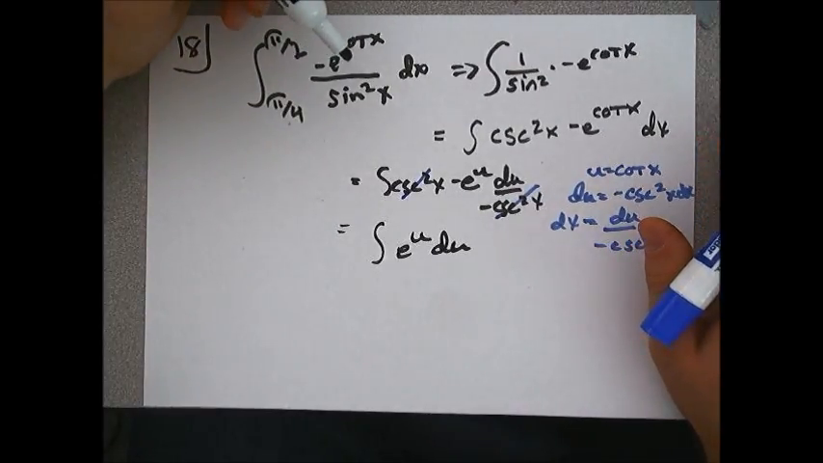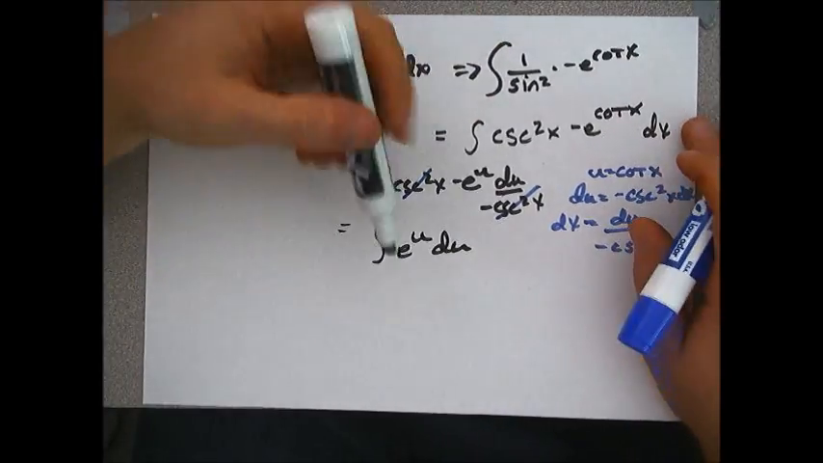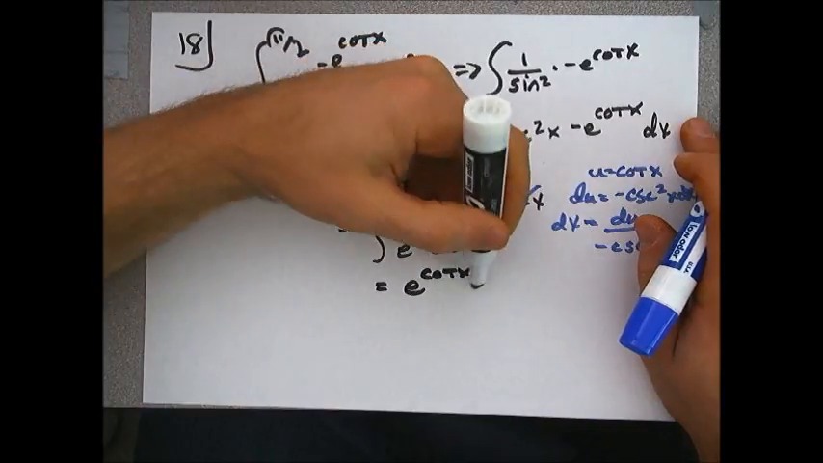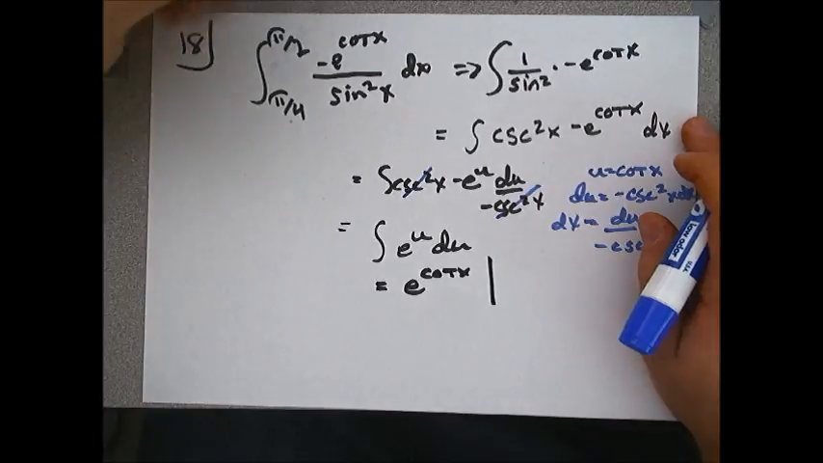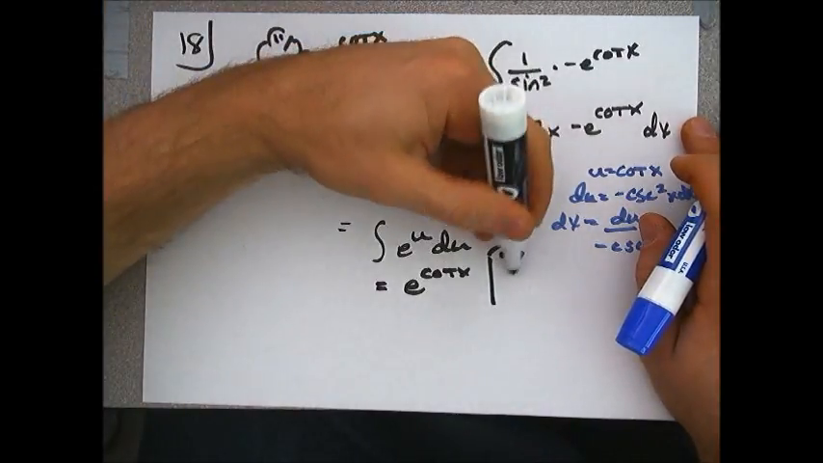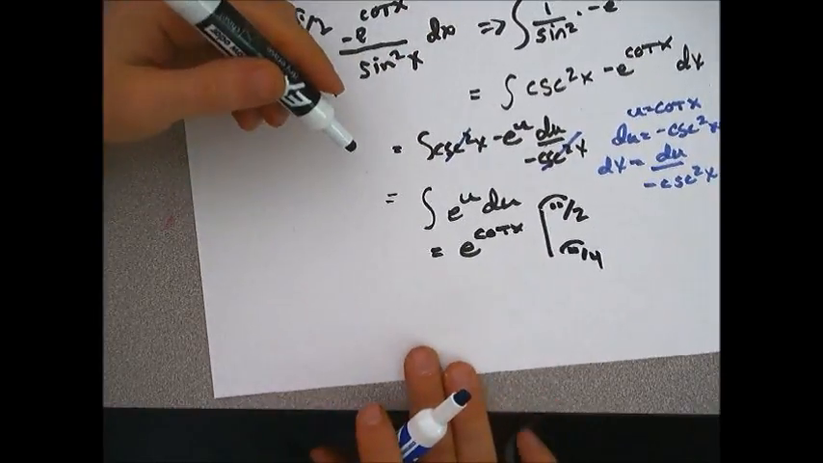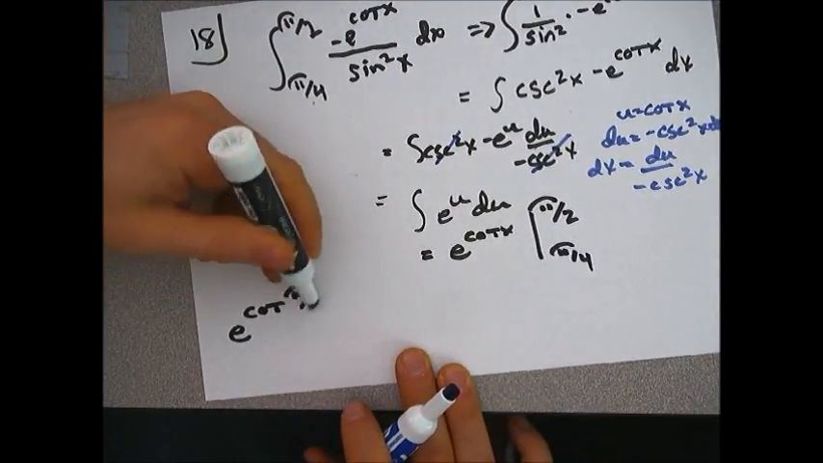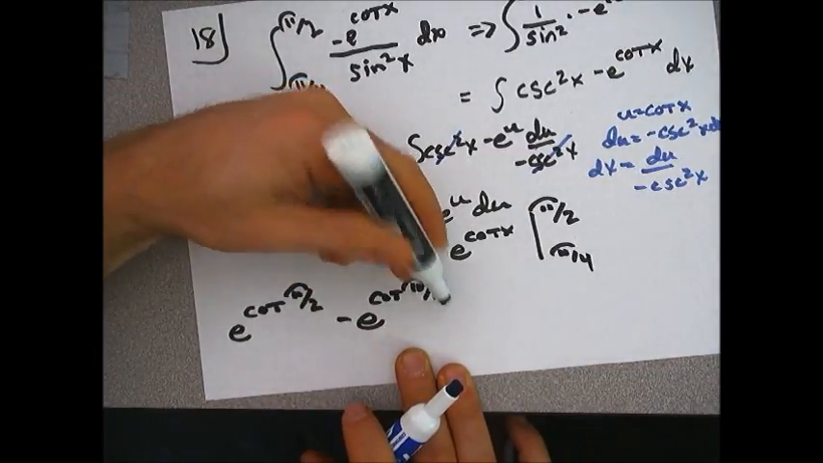If I integrate e to the u, I get e to the u, and u in this case is cotangent x. So this result is e to the cotangent x. It's not plus c, we have bounds, even though I stopped copying them, from pi over 2 to pi over 4. So this problem really is e raised to the cotangent of pi over 2 minus e raised to the cotangent of pi over 4.